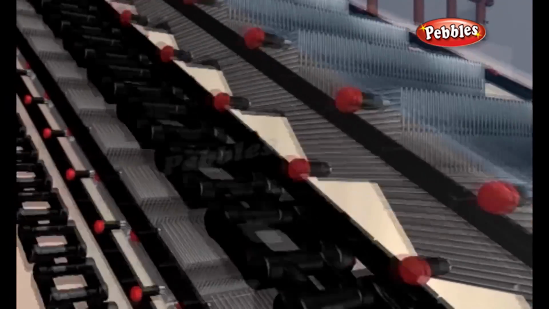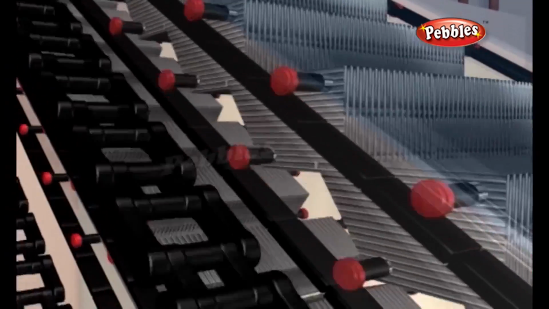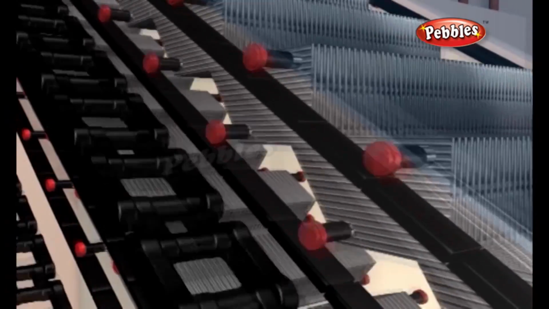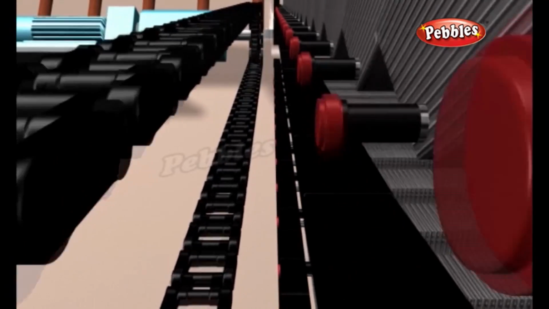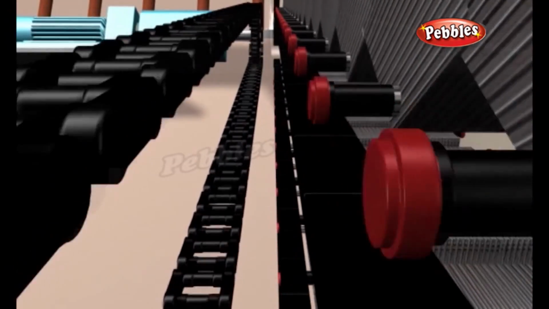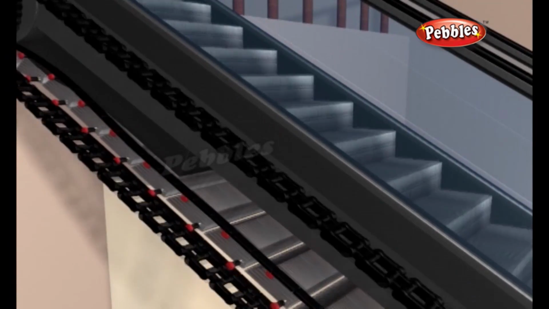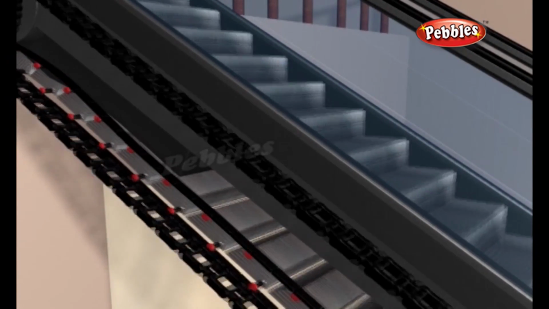The upper set are connected to the rotating chains and so are pulled by the drive gear at the top of the escalator. The other set of wheels simply glides along its track, following behind the first set. The tracks are spaced apart in such a way that each step will always remain level.